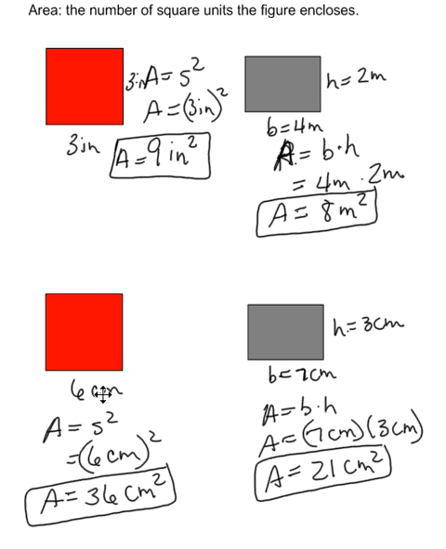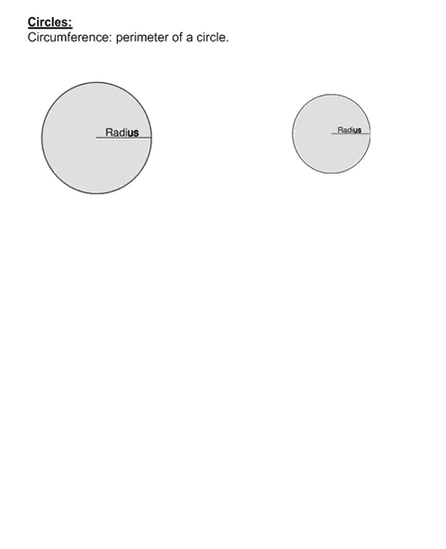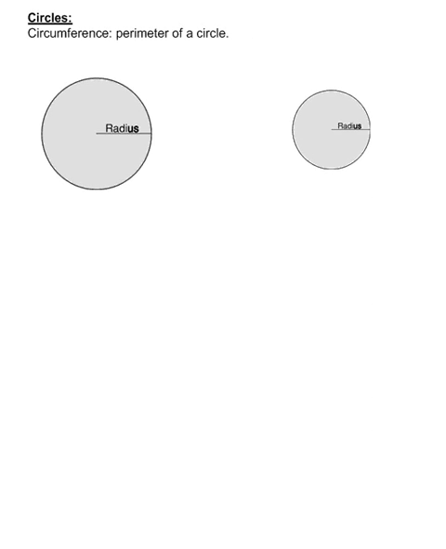Okay, so did you say side times side would be 6 times 6, which is 36, and centimeters times centimeters, centimeters squared? And then on your rectangle, did you say base times height, which would have been 7 times 3, which is 21, centimeters times centimeters is centimeters squared? Okay, great. Let's finish up with trying to find the circumference and area of a circle, and we'll be through.